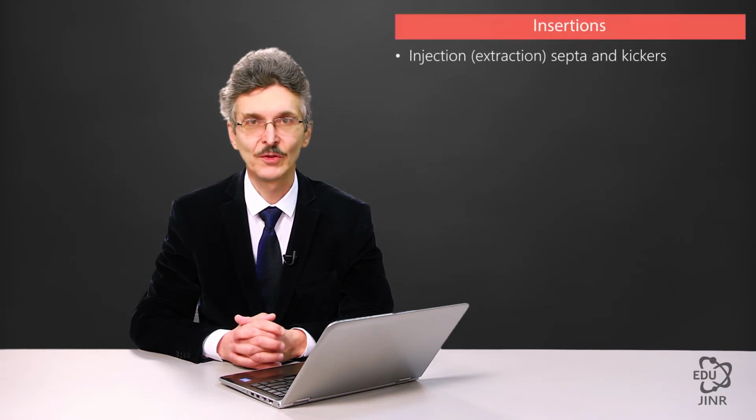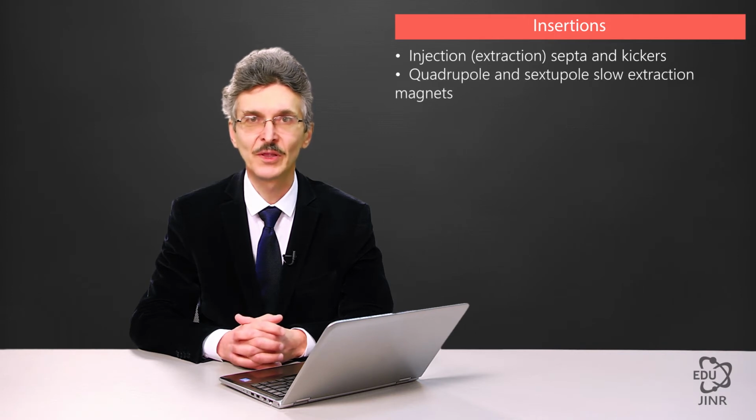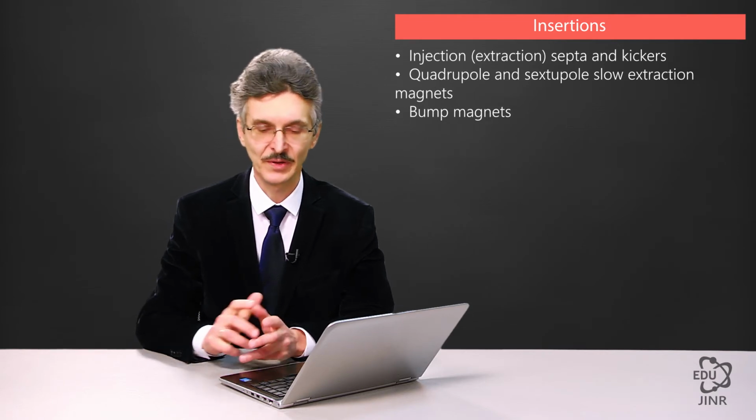As inserted devices in a synchrotron, elements of beam injection are used. These are septum magnets and kicker magnets, the so-called kickers. There are also beam extraction devices. For slow extraction, additional quadrupole lenses are needed to displace the particle oscillation frequency into the region of nonlinear resonance. For the resonance excitation, sextupole lenses are required. In some cases, one needs to make the so-called bump of the orbit, a controlled displacement of the beam orbit. To that end, bump magnets are used.